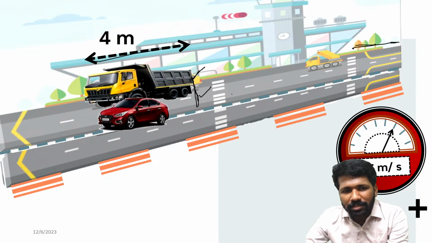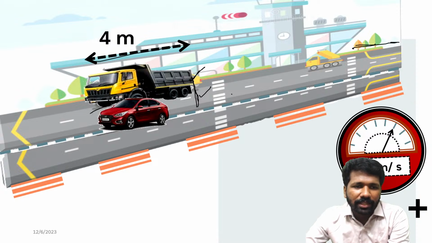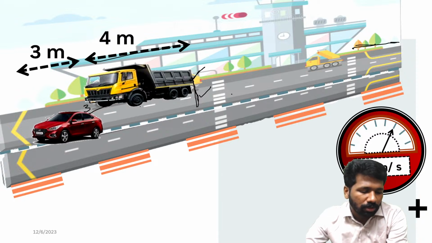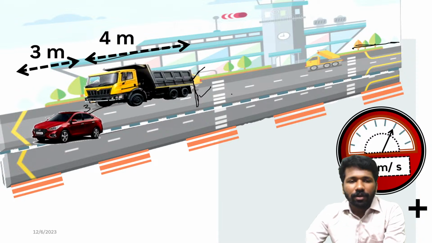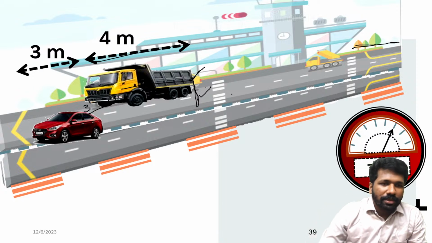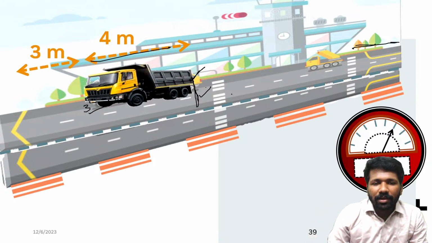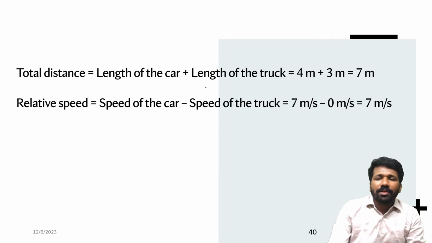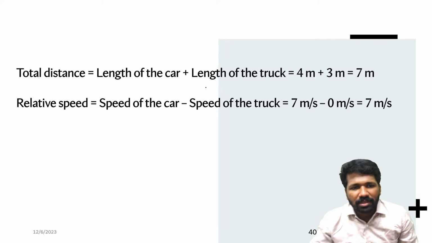Crossing the truck means the car should cross 4 meter of the truck and then 3 meter of the car also. That means 3 plus 4, 7 meter total should be travelled. All of you are clear? So 7 meter total distance to be travelled. And the speed is given as 7 meter per second. Why 7 meter per second?